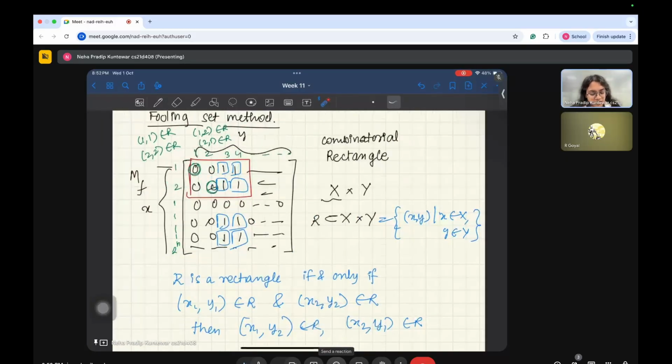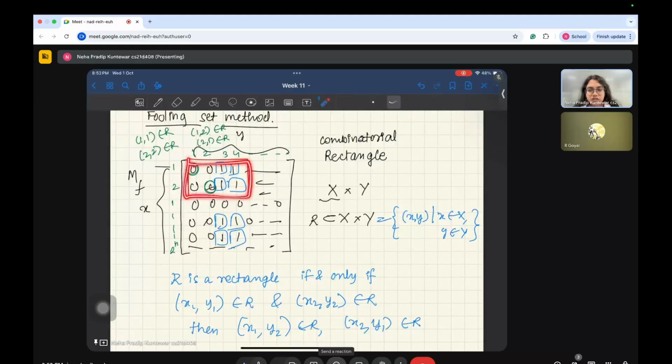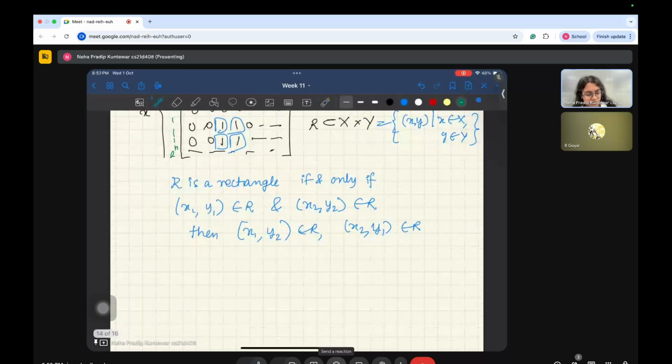Okay, and it's not necessary that, as you can see in the red rectangle, they should all have the same value. It could be some of them are zeros, some of them are ones. We are not saying anything about the values.